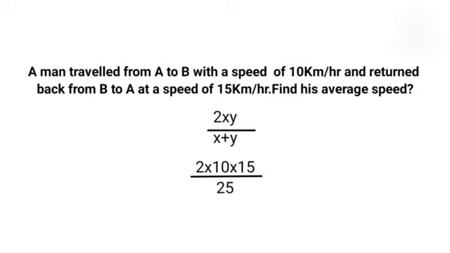Now we can do the simplification. 15 and 25: 3 into 5 is 15, 5 into 5 is 25. Now we can cancel out 5 and 10 two times. So the remaining is 2 into 2, 4. 4 into 3, 12. So the answer to this question is 12 km per hour. Hope you understood this. Now, I will explain this using the next method.